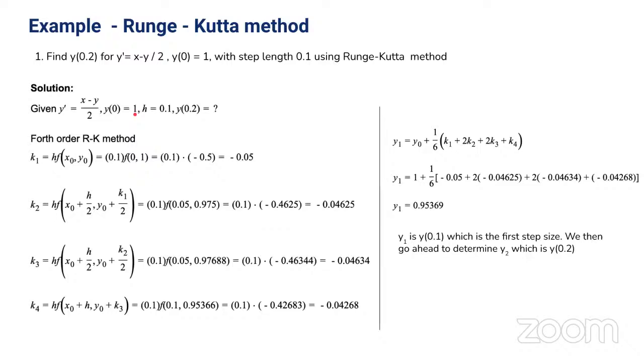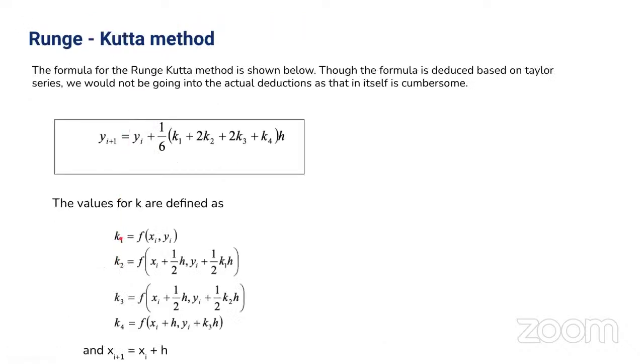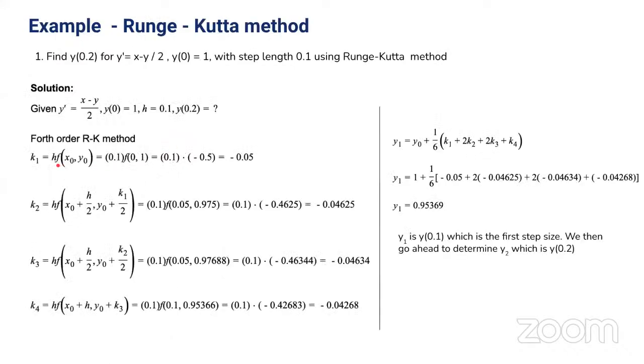The first thing we do is, based on this formula, we deduce our K1, K2, K3, and K4. Once we are done, we insert them back into the Runge-Kutta formula written here. Our K1 is our step size multiplied by a function of x naught and y naught. We take the function provided here, replace the values of x naught and y naught, and multiply by our step size. For our K1, we get minus 0.05.